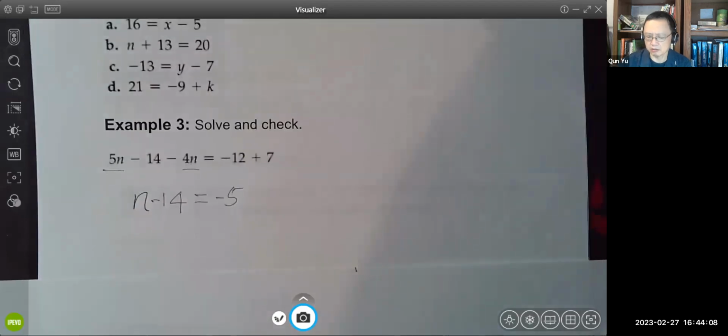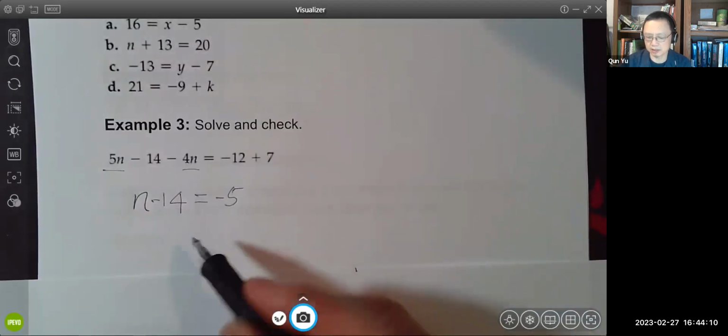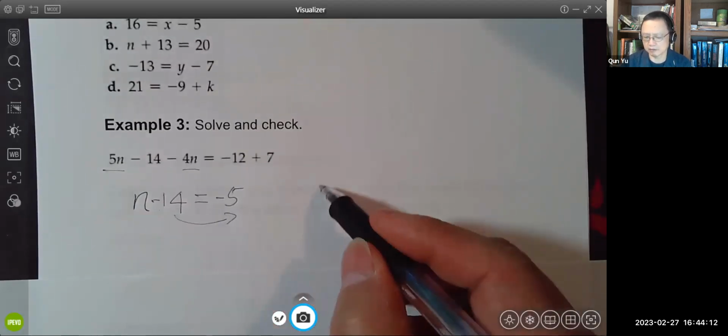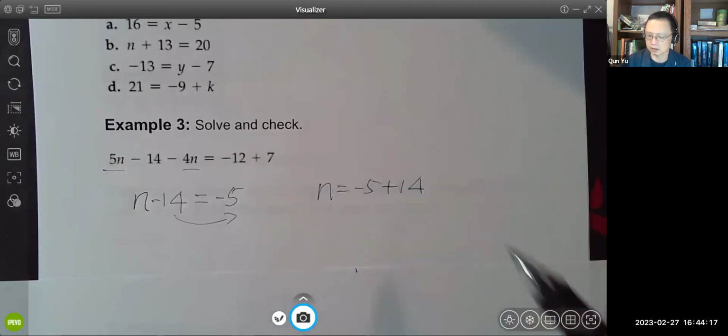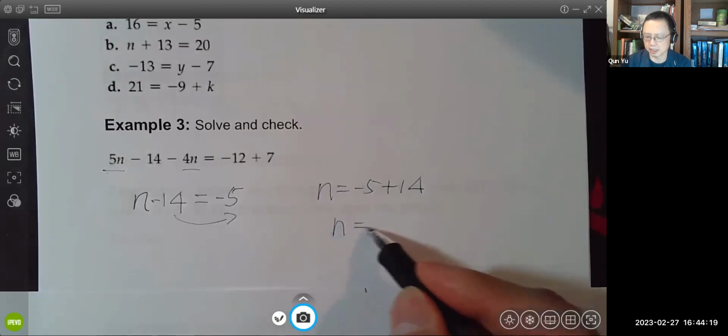Okay, now we don't need -14 on the left-hand side. Just move it to the other side. We have n equals -5 plus 14. So our answer is 9, positive 9.